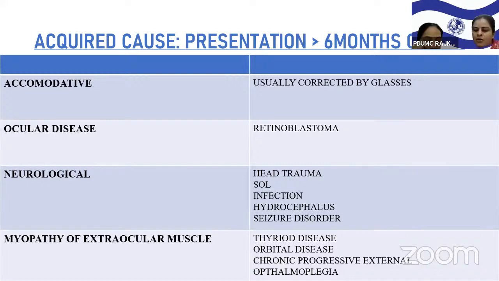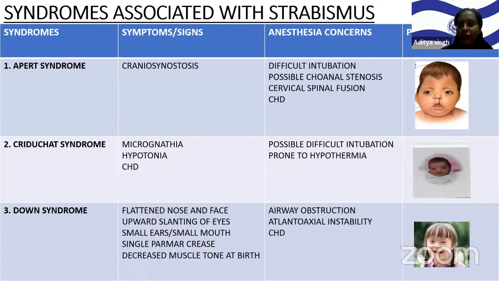Which are the congenital syndromes associated with strabismus? The first is Apert syndrome, which is premature closure of cranial sutures, otherwise called craniosynostosis. Anesthetic implications: the patient may have difficult intubation, possible choanal atresia and cervical spine fusion, and they may have associated congenital heart disease.